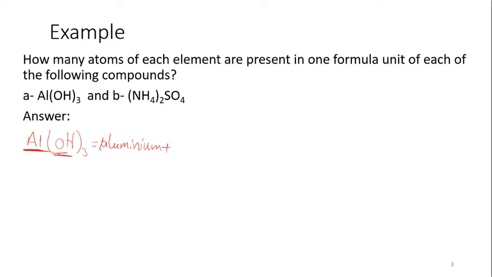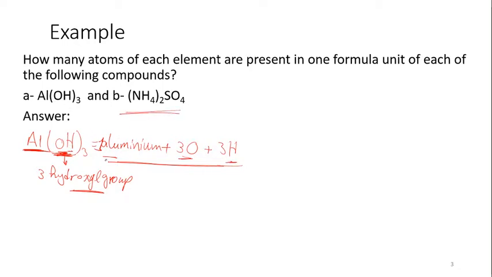Plus I have between two brackets what is written as OH. OH is actually a hydroxyl group, and I have 3 hydroxyl groups. And the hydroxyl group itself is formed of 1 oxygen and 1 hydrogen. So for this one, I have 3 oxygens and 3 hydrogens. So the number of atoms in this compound: 1 aluminium atom, 3 oxygens, and 3 hydrogens.